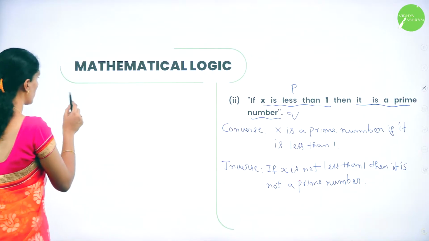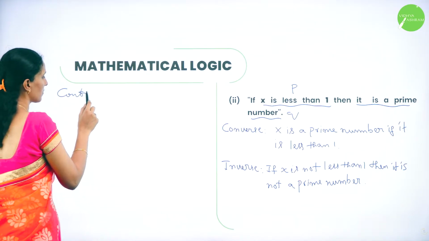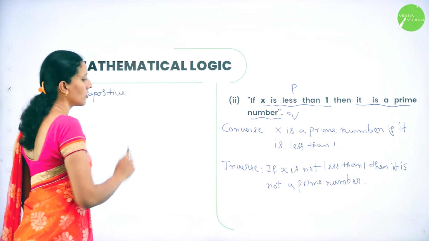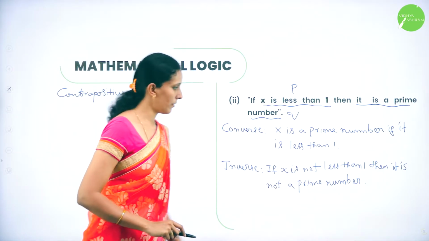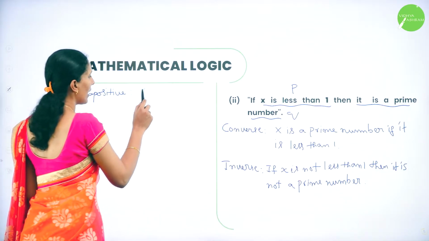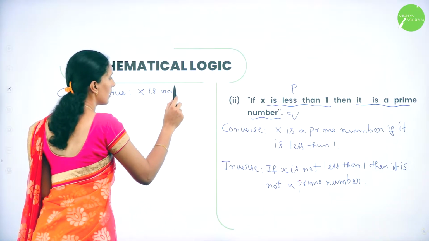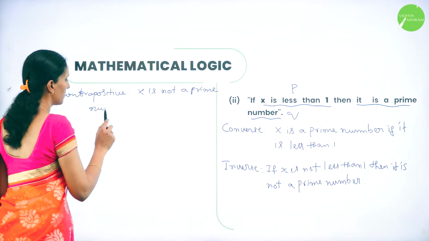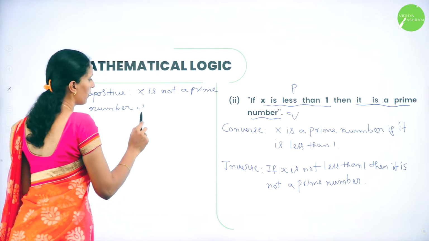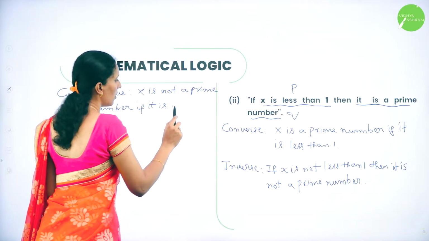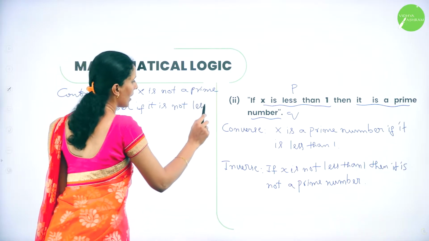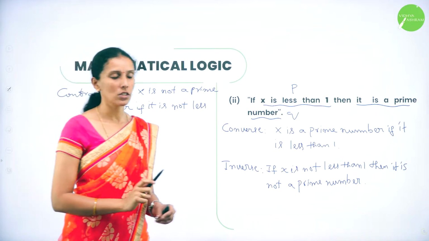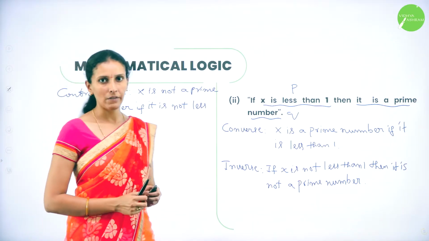Let's write the contrapositive. Contrapositive is the converse of the inverse statement. That is, x is not a prime number if it is not less than 1. So not Q implies not P. So these are all three statements of the given statement.